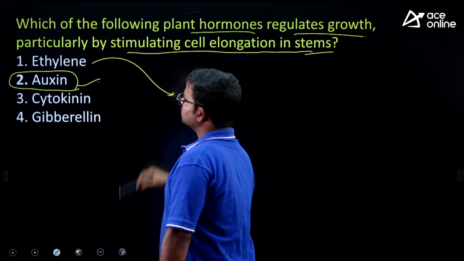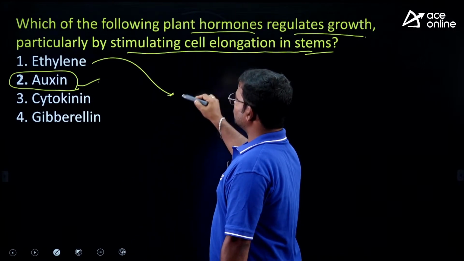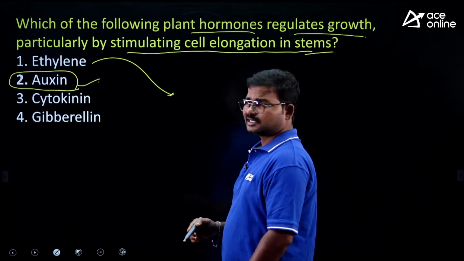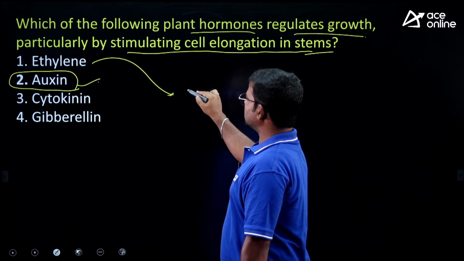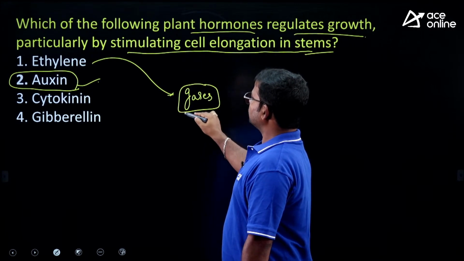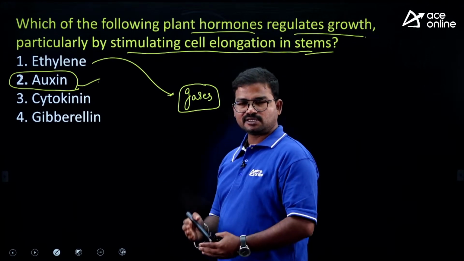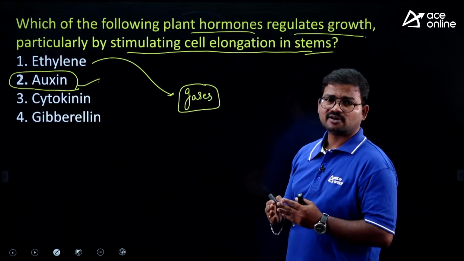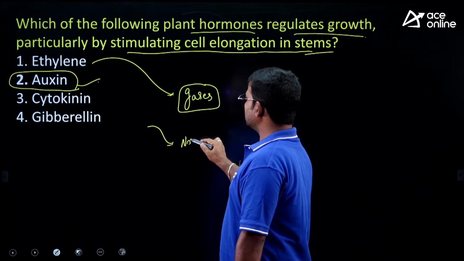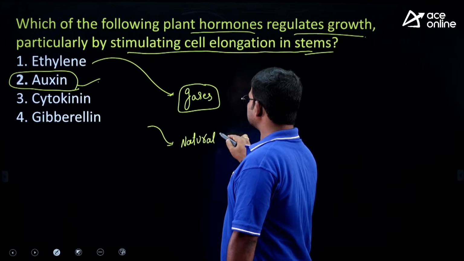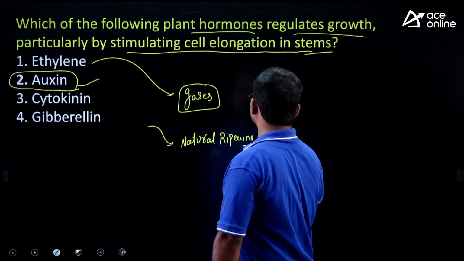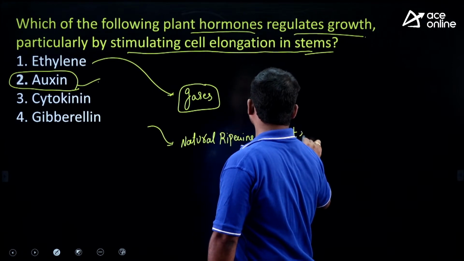Of course, ethylene. This ethylene is a hormone. Mostly hormones exist in liquid state, but this hormone exists in gaseous state. What is the specialty of this hormone? By using this hormone, we can ripen fruits. Simply, we should consider it like this: this chemical is responsible for natural ripening of fruits.